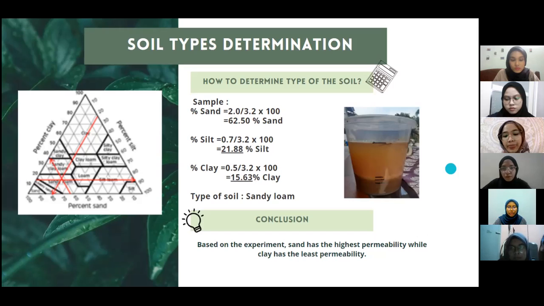So to conclude, this experiment can be used to determine permeability. We can see sand has the highest permeability while clay has the least permeability. Sand is the largest of the mineral particles and creates large pore space that improves aeration, while silt is a mid-sized soil particle. It has good water holding ability. And lastly, clay soil is a heavy soil that benefits from high nutrients.